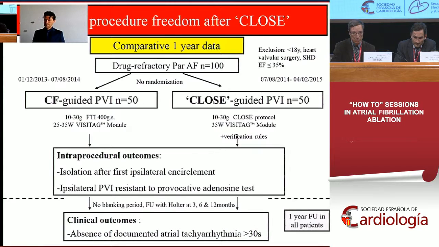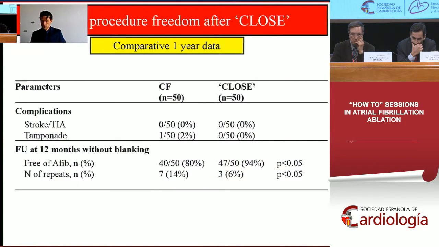First set of data is comparative data. It's not randomized. We compared the last 50 contact force guided ablations, so just contact force using 10 to 30 gram and using FTI, and we compared them to the first 50 well-performed close protocols. I think that's a fair comparative set of data. Complications were comparable in both groups.